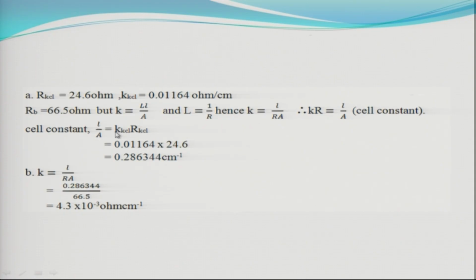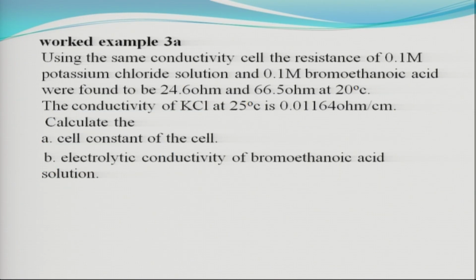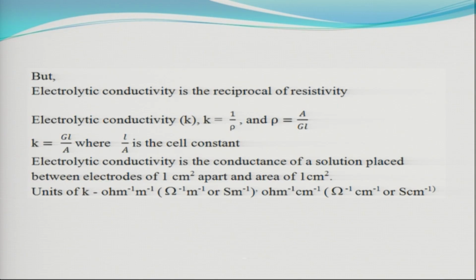Constant. Because this cell, we are using the same cell as we have said in the question. If you look at our question, they're saying that using the same conductivity cell, the resistance of 0.1 molar potassium chloride solution and 0.1 molar bromoethanoic solution was found to be that one. So this cell will have the same cell constant. If you remember very well, we talked about the cell constant, which is L over A. For this cell, it is supposed to be a constant.